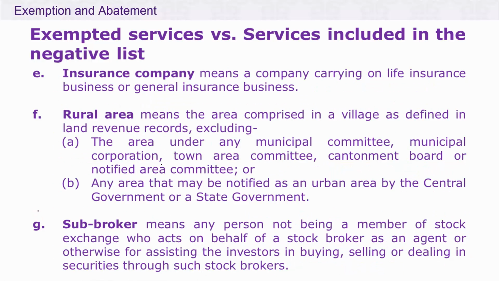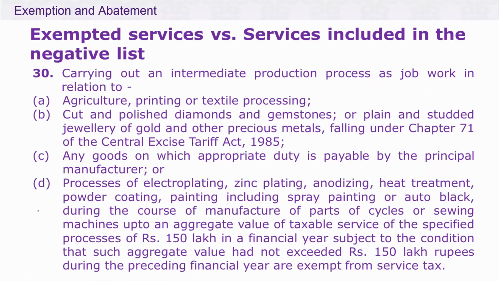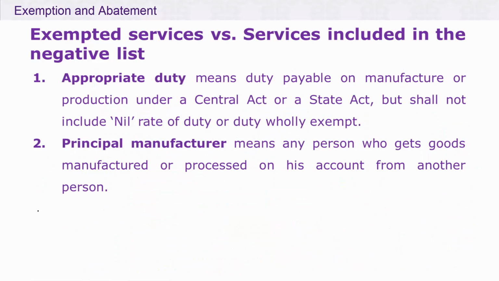What are the things relating to job worker which are very important? In job worker, alcohol for human consumption. Earlier, job work process relating to alcohol for human consumption was exempt. Now that has been removed. C, any goods on which appropriate duty is payable by the principal manufacturer. Only this much. There is no mention of alcohol for human consumption. So that is taxable now. Entry number 30, to that extent you have to read.